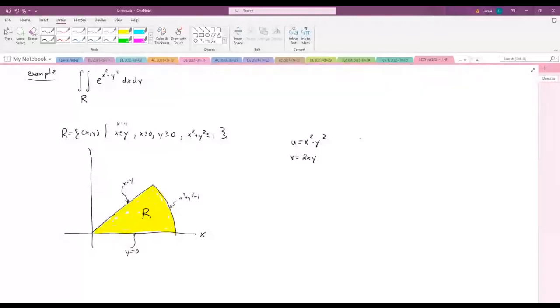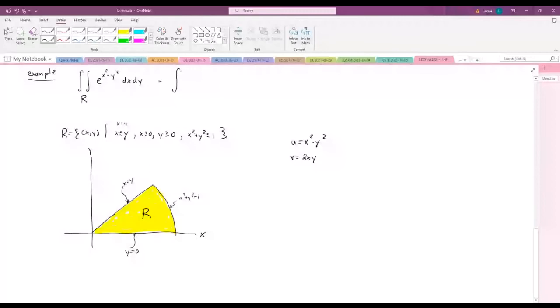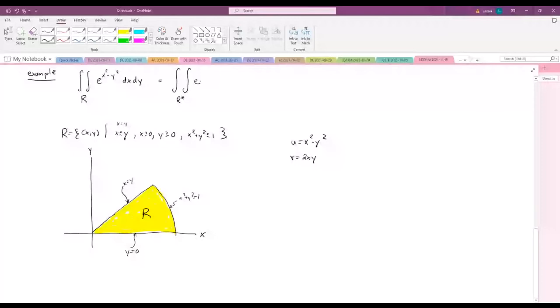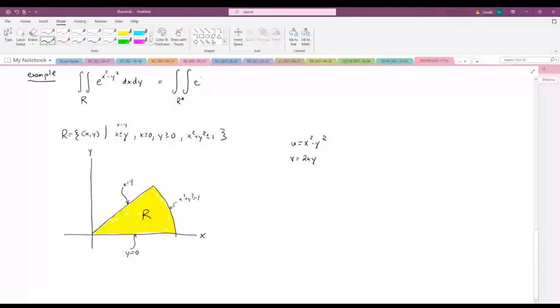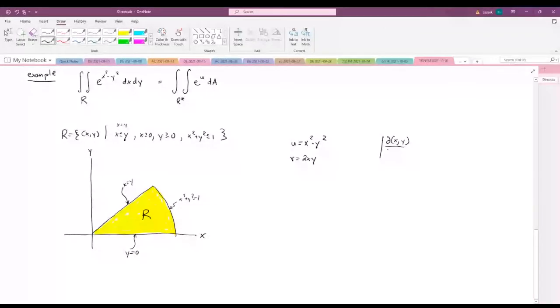Okay, so in order to compute this, we would have to do a couple of things. We have to find what this new region, R star, is in the uv plane. And then we have to figure out what we're integrating, and that's not so hard because x squared minus y squared is u. So we just have to figure out the differential area element in this new coordinate system. So we need to find the derivative. We need to find the Jacobian here, the derivative of x and y in terms of u and v, its derivative matrix.